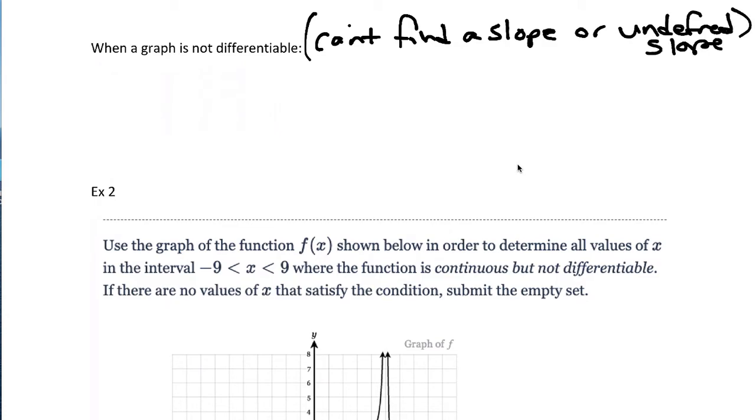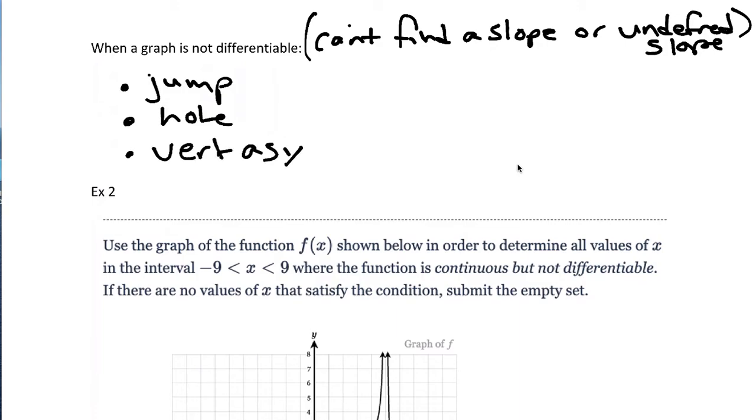When you think about where that would exist, it certainly would exist at a jump. It would exist at a hole, and it would exist at a vertical asymptote. All of those are places where we don't have continuity. So we don't have continuity, and the graph is also not going to be differentiable.